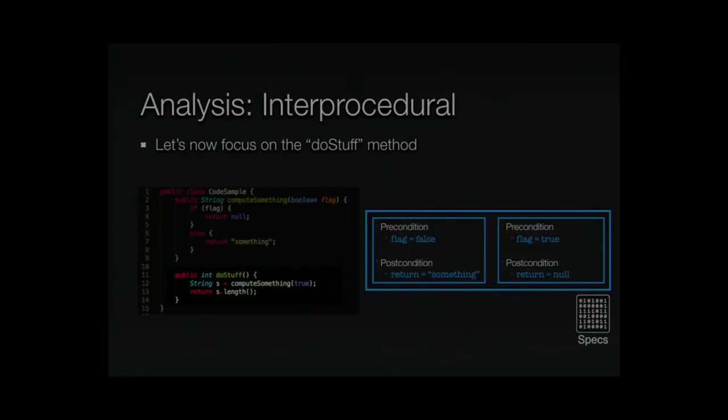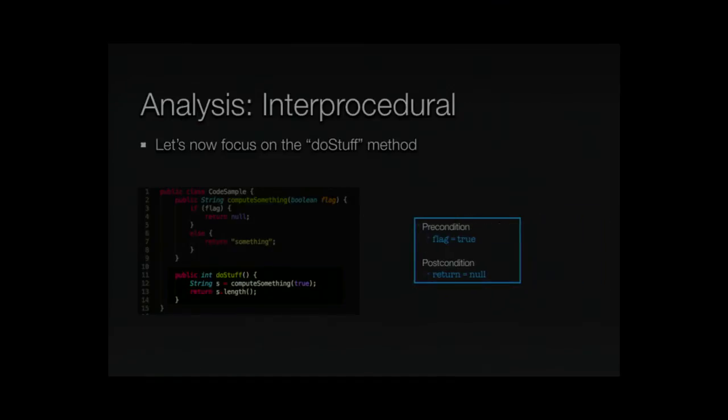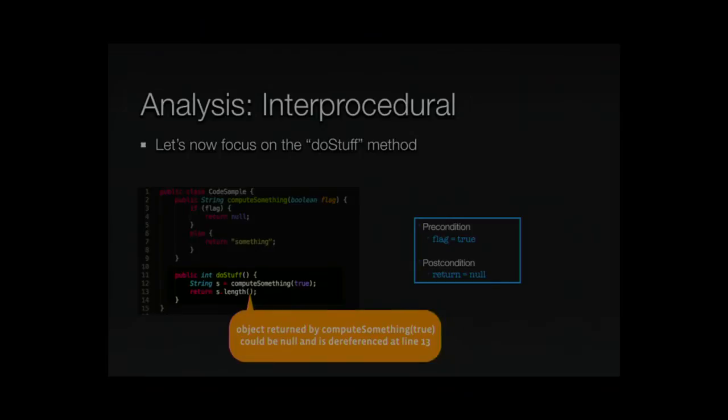So it will look at which specs make sense for that, and only this one makes sense. So when you call that function with true, you know that it returns null. So at this point, it knows that S is null. And the next line is bad news because you're dereferencing it.